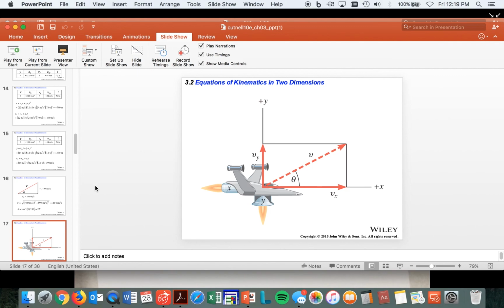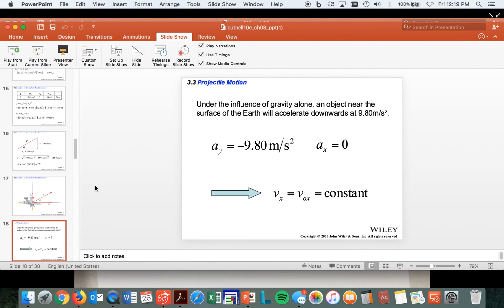So there we go. There's the equations of kinematics in two directions. Now we're going to talk about projectile motion in the next slides. And projectile motion, we're just talking about motion under the influence of gravity alone. All right? So that's enough for right now.